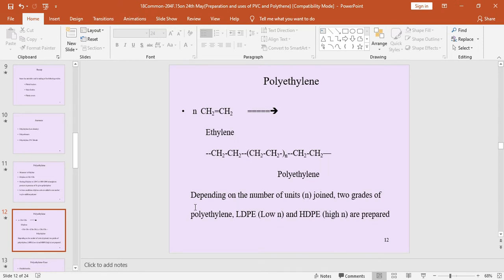Polyethylene means polythene. Depending on the number of units joined, two grades of polythene are there, right? LDPE, low density with low n value, and HDPE, high density with high n value, are prepared. So polythene is classified into two types: LDPE, low density polyethylene, and HDPE, high density polyethylene. Right? Note down this equation.